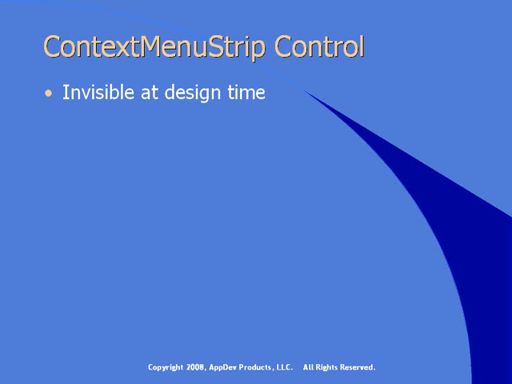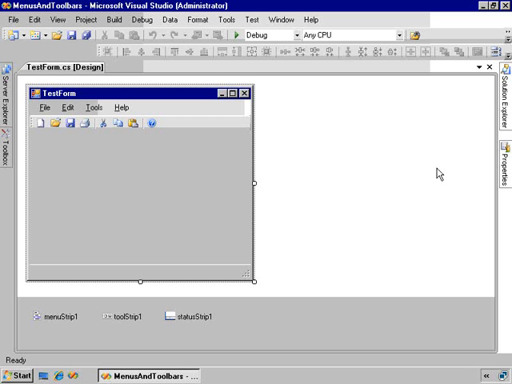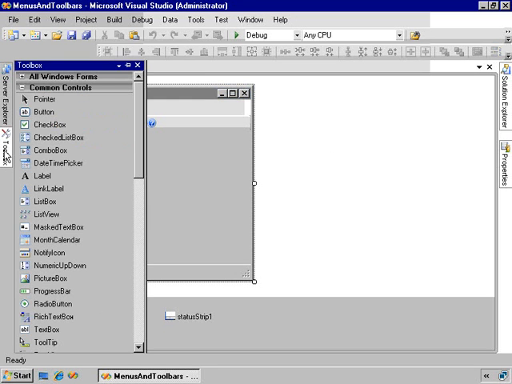The context menu strip control allows you to add context menus to other controls. It's invisible at design time, and it adds context menu support to any other control. It works just like the other strip controls, so let's try a demonstration that shows off adding context menu support to our form. I've opened our test form again in Design View, and now I'll add a context menu strip control to this form.